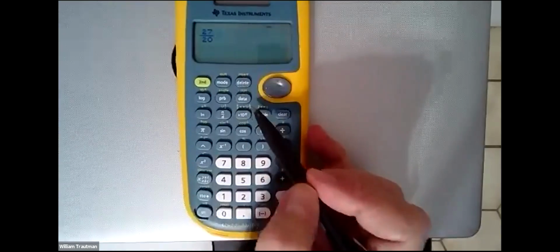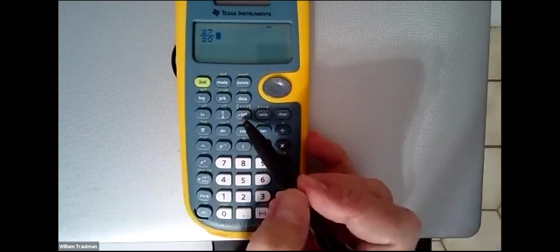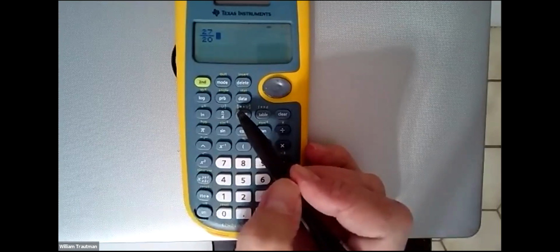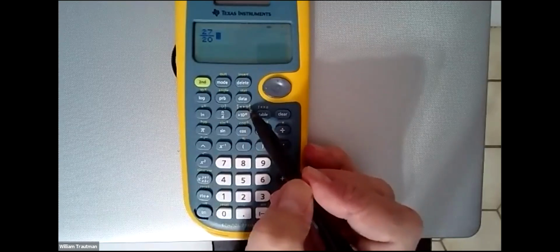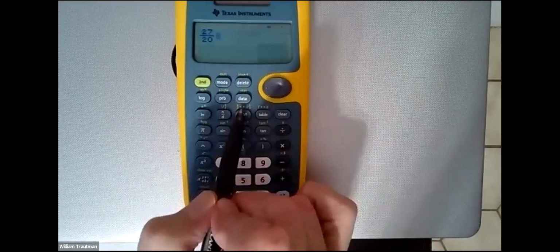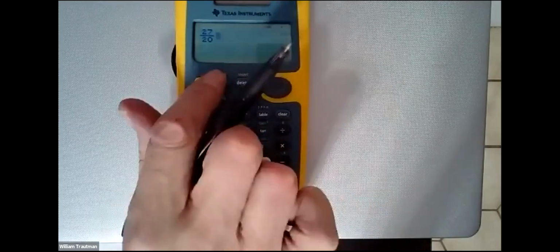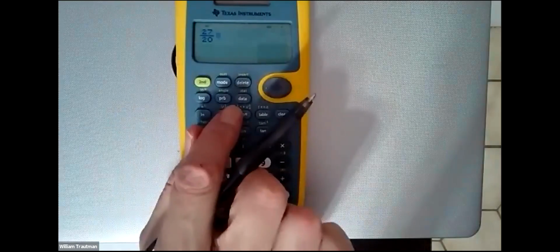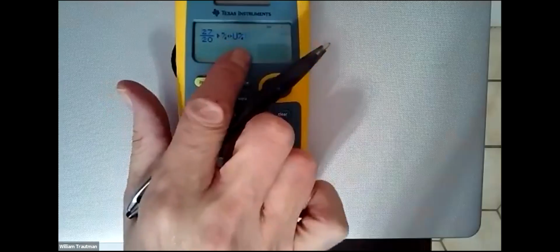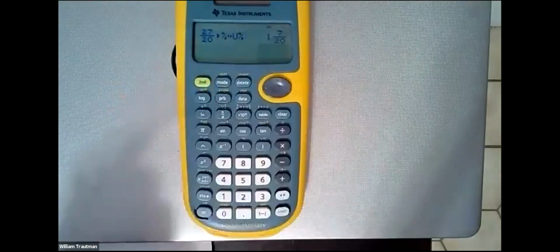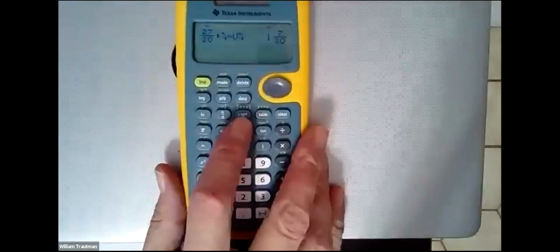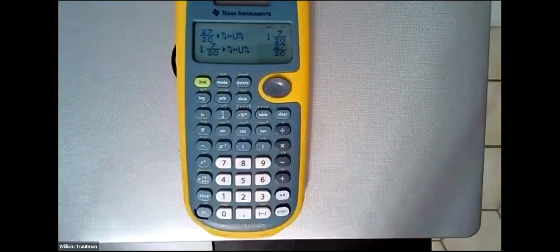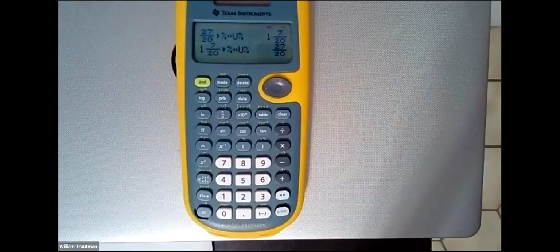You have to go right above this 10x. It says fraction and then the arrow to mixed number. So to get to the green part here, you have to hit second and then the 10x, and it goes fraction to mixed number. Now when I hit enter, do you see it changes it to a mixed number? And if you do it again, it will change it back to an improper fraction.